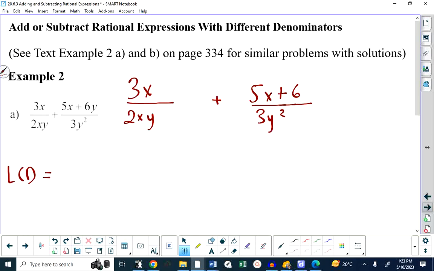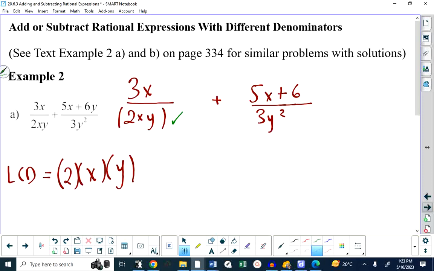When I look at these factors, this denominator has a factor of 2 in it, and a factor of x in it, and a factor of y in it. Our common denominator must contain a factor of 2, a factor of x, and a factor of y. It has to. I'm not saying that's the lowest common denominator. I'm saying it has to contain those factors. And we're done analyzing that denominator. And I go to the next one.